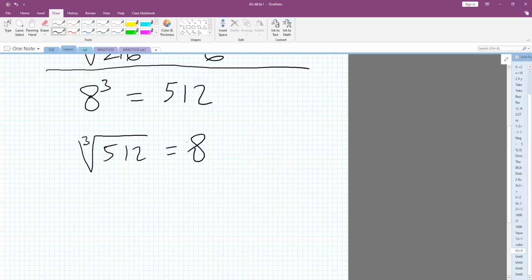Okay, so this is the cube root. I guess that's it for today.